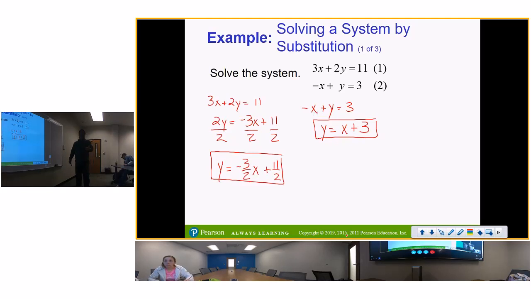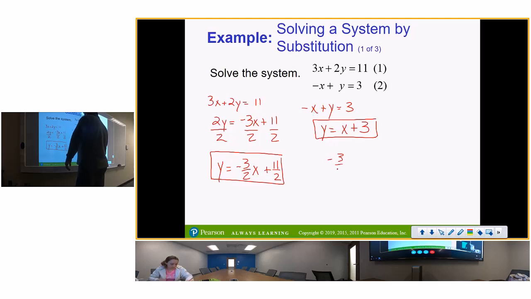You can graph them by hand, or I'm going to set them equal to each other. And the reason I'm going to set them equal to each other is in calculus, that's what you do, because you have lines that are curves and lines that are not curves. And the best thing to do is just set them equal to each other. So, negative 3 halves x plus 11 halves is equal to x plus 3.